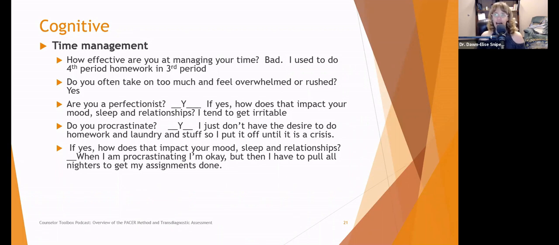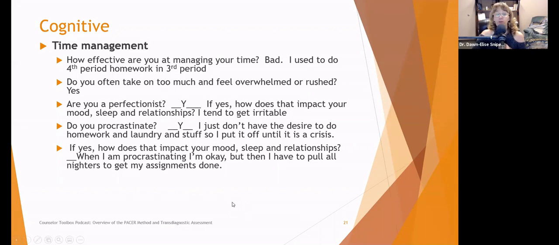She does tend to procrastinate, especially on things she doesn't want to do, which, go figure. She says, I just don't have the desire to do homework or laundry and stuff, so I put it off until it's a crisis. And so we talk, one of the things we're going to look at is getting through the semester, because that's one of her challenges, and also helping her feel less stressed and in crisis all the time.